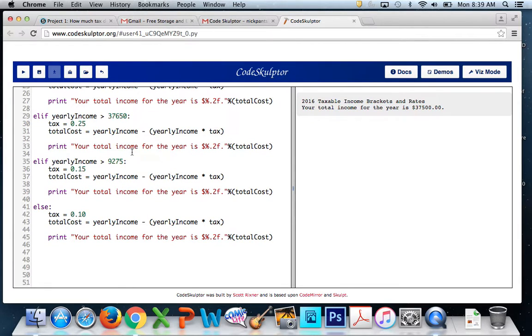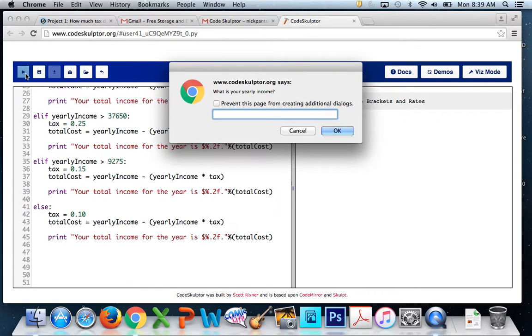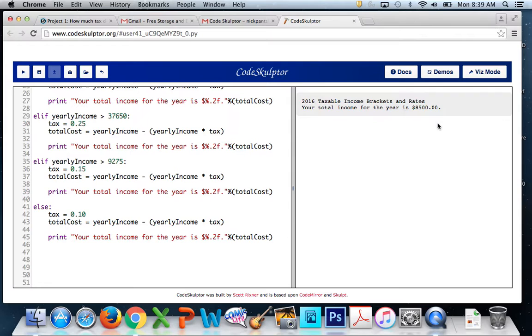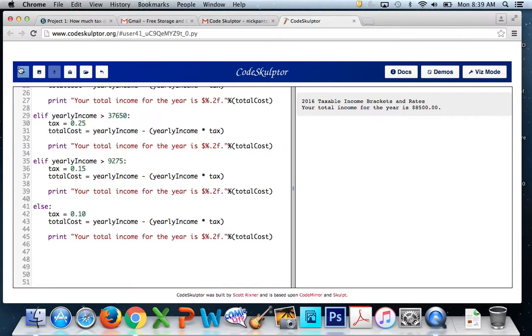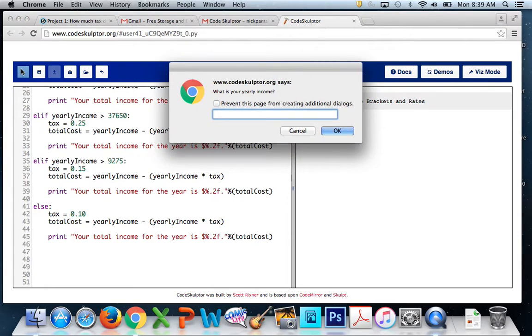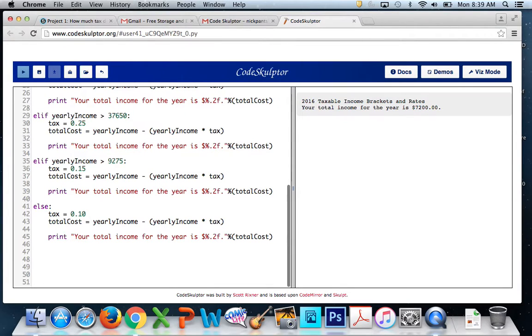Between around $38,000 and $9,000, so I'll do 15% tax of $10,000. That'll give us $8,500, which is easy math at this point. And then lastly, anything less than $9,000, I'll do 10% of $8,000, which should give us $72,000.